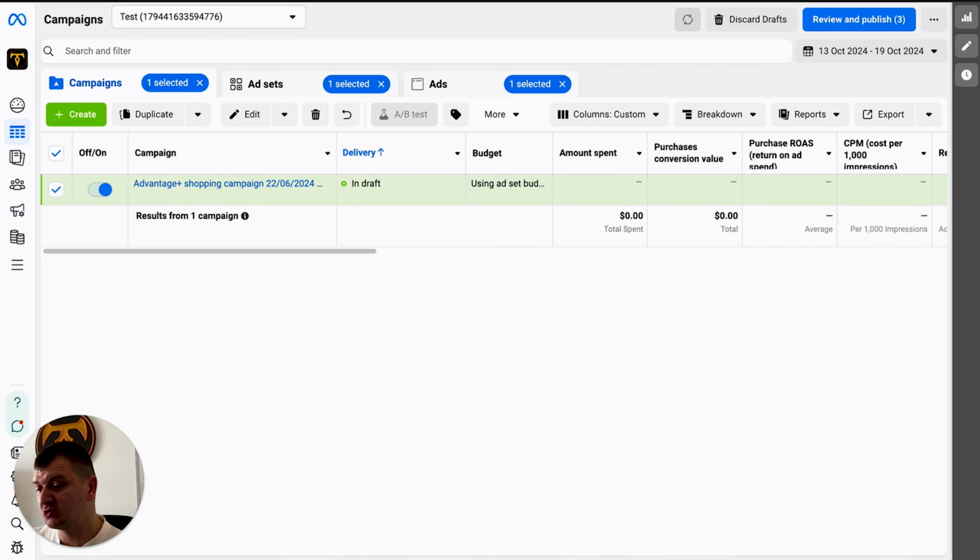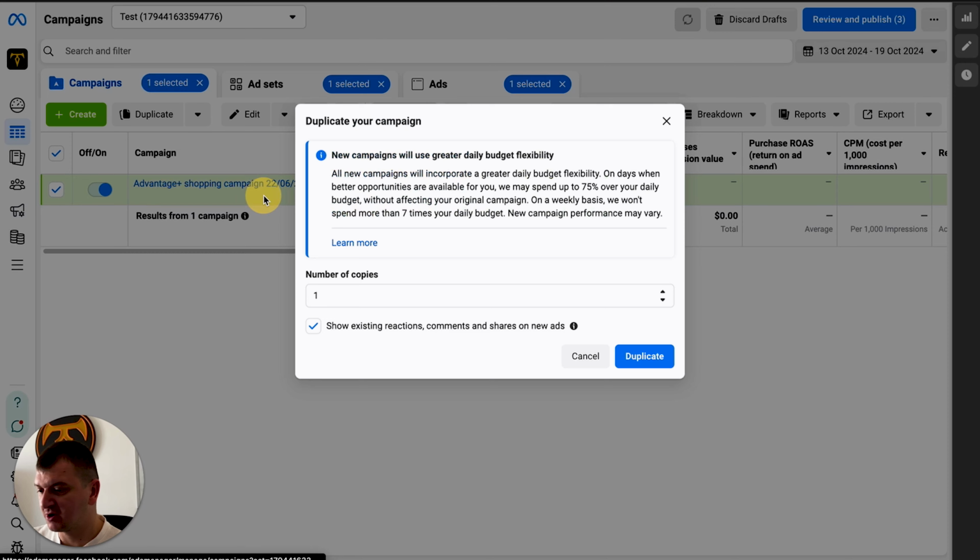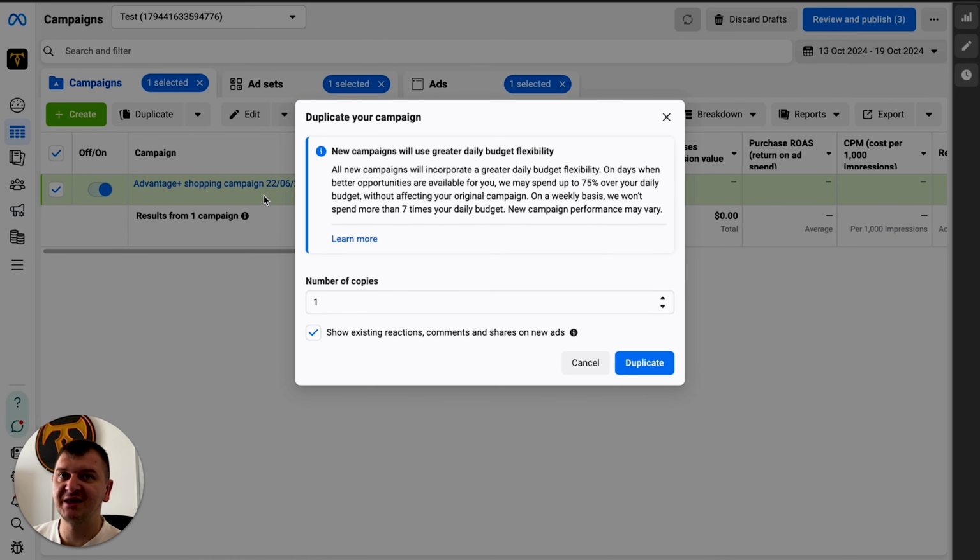The next one is to duplicate your campaign. So you're gonna just duplicate the Advantage Plus campaign without making any changes besides the budget. And don't worry about competing with yourself, because Advantage Plus audiences are fairly big, especially if you're in the United States, so you won't be competing with yourself.